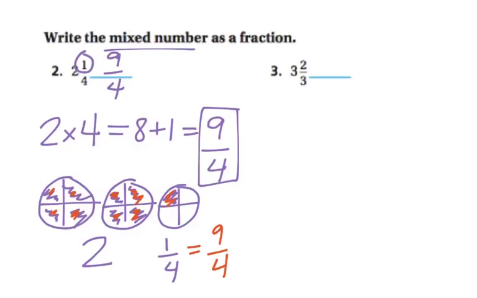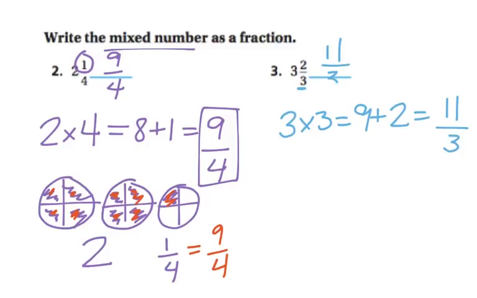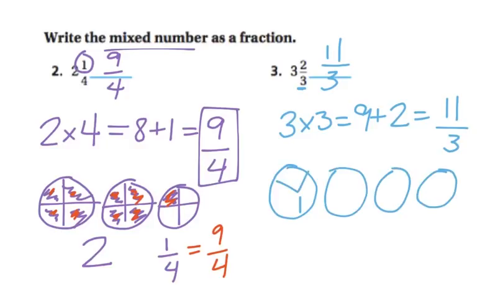Okay, I hope you were able to do that. Remember, you would have taken your whole number and multiplied that by your denominator. 3 times 3 is 9. And then to that 9, you would have added 2 from your numerator, which would have given you 11. Now, our denominator does not change when we go from a mixed number to an improper fraction, so you would have had 11/3. Okay, and you could have drawn a visual to help you out.